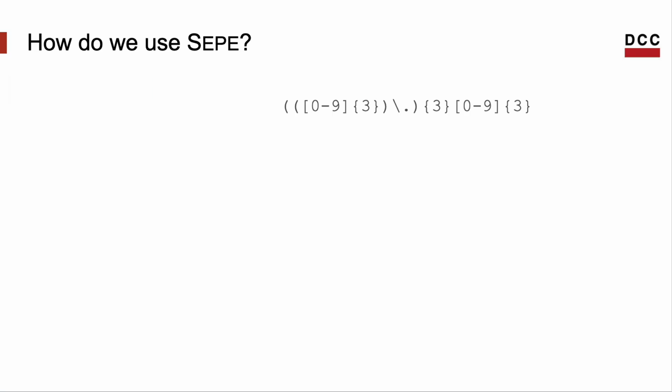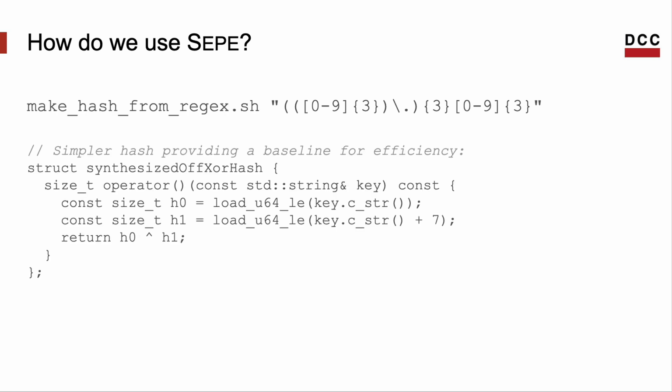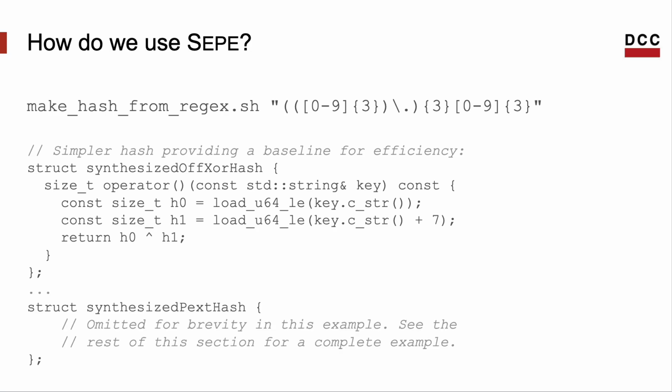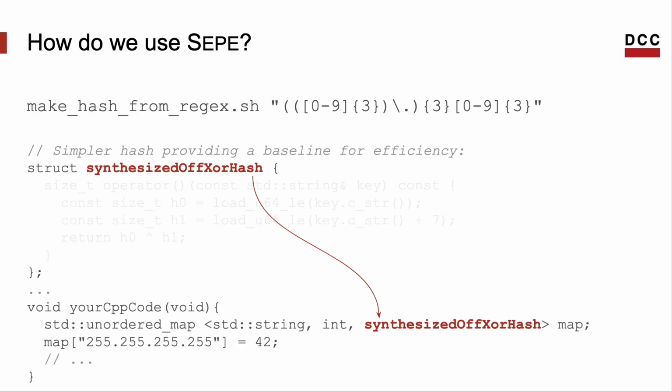And how to use it? Essentially, we pass to our script a regular expression that denotes the format of the key. So it will generate a hash function for you. Actually, it will generate a catalog of those hash functions, so there will be simple and complex hash functions. And then you can plug this hash function right away into the STL data structures.